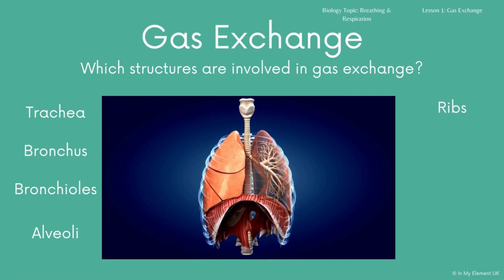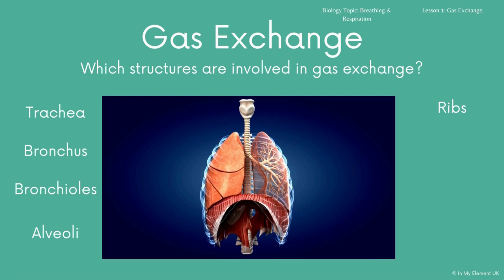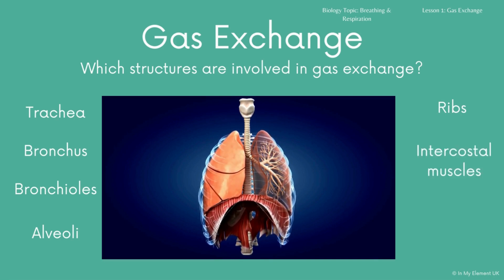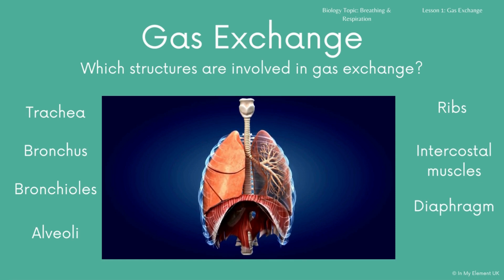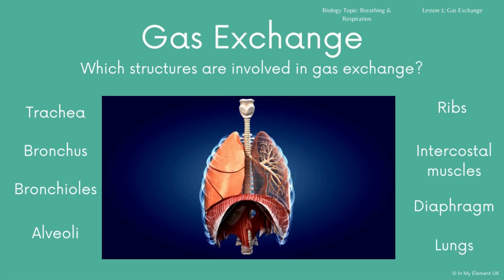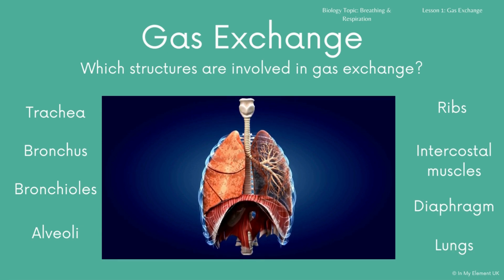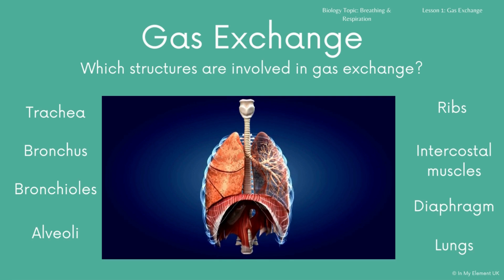You've got the ribs. These are here. Okay, these surround and protect our lungs. You've got the intercostal muscles, which are found in between the ribs. You can't actually see these on this diagram here. And then you've also got the diaphragm. This is a lovely dome-like sheet that helps the chest cavity increase in volume. And then, most importantly, attached to all of that, you've got the lungs. Okay, and the lungs are what house the bronchus, bronchioles and the alveoli, and are where the gas exchange takes place. So that's the structures involved.